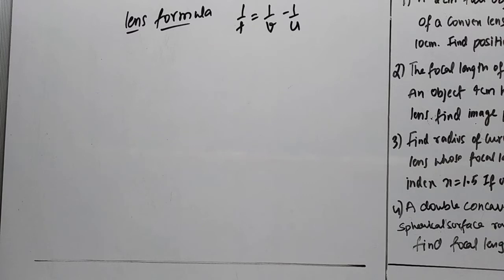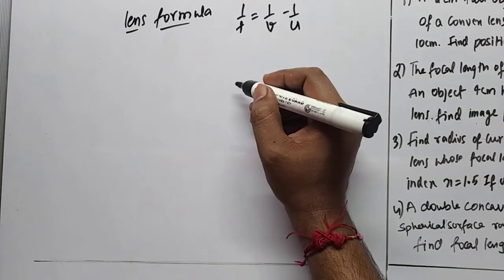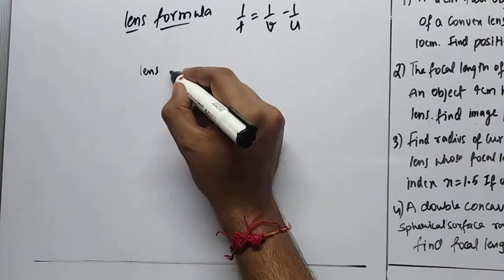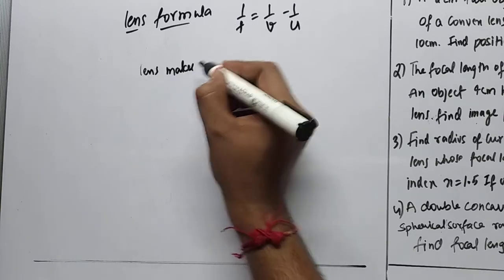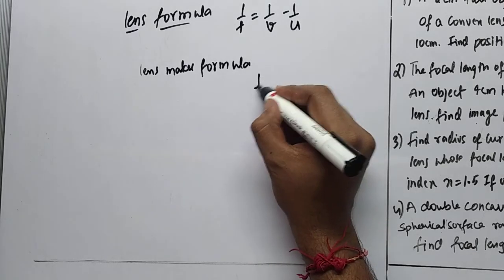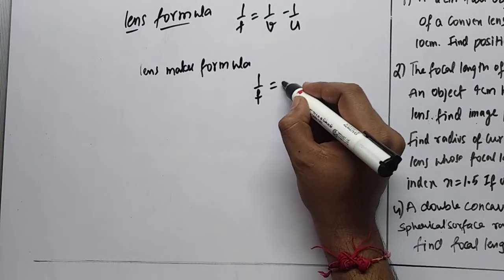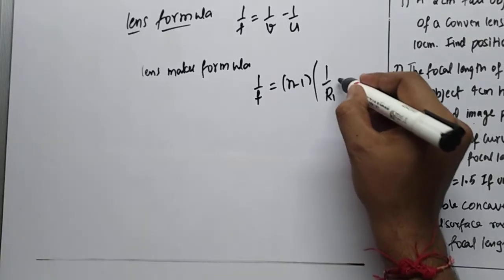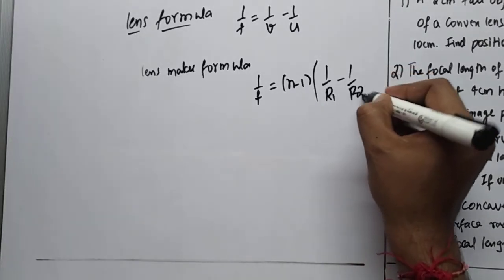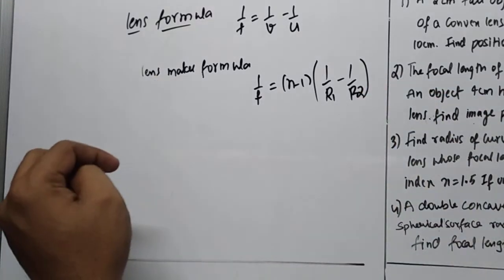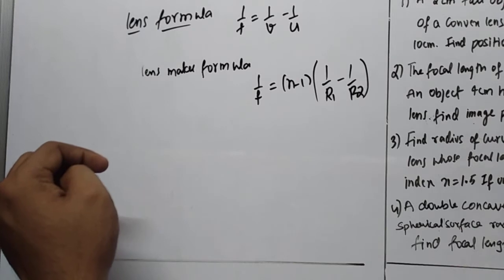And next, we have a second formula. The second formula is the lens maker formula. The formula is 1 by f is equal to (n minus 1) times (1 by r1 minus 1 by r2). This is the lens maker formula and this is the lens formula. In the fourth chapter, in total we have two formulas.